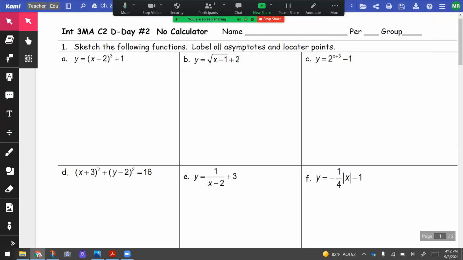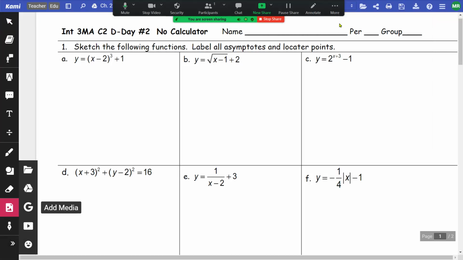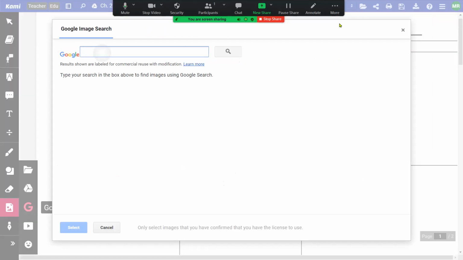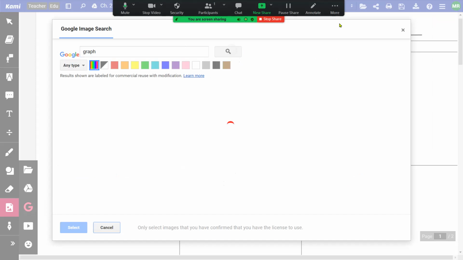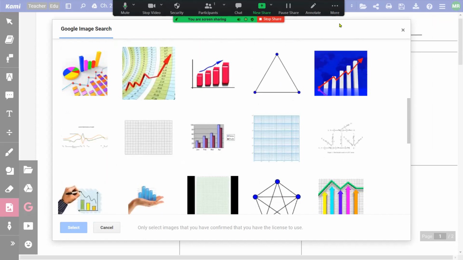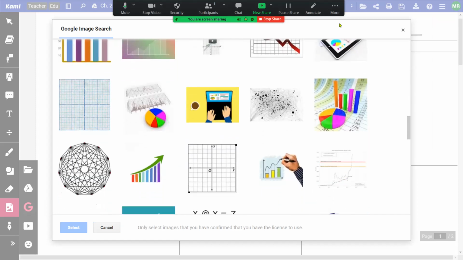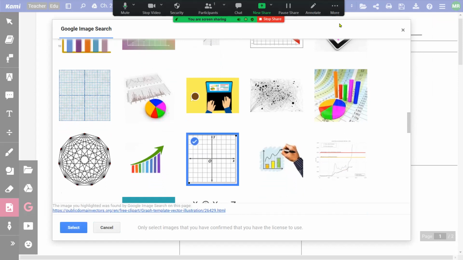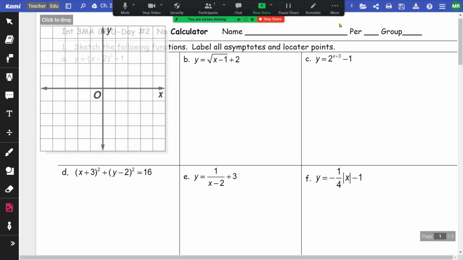So this video is Integrated 3, Chapter 2, D-Day number 2. And you don't have to do this, but I'm just going to go grab a graph from the ad media. I'm going to go to Google. And when I say graph, I mean a grid. So I'm going to put graph in here and see if I can find a graph. You don't have to do this. I'm just going to do this just to make it a little easier for you guys to see where I'm plotting things. Okay.